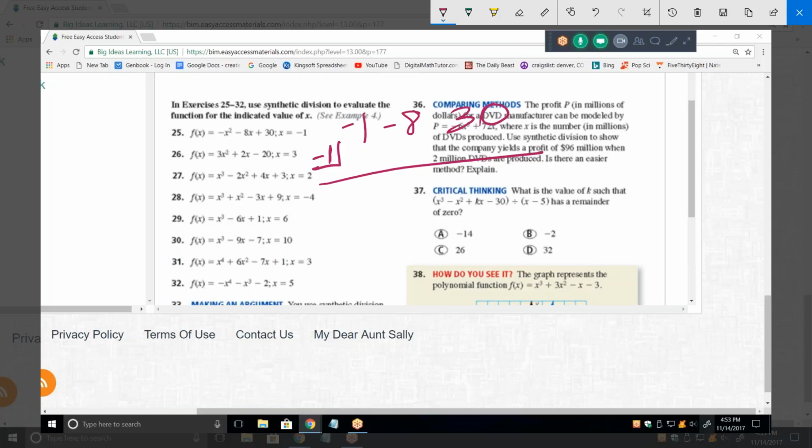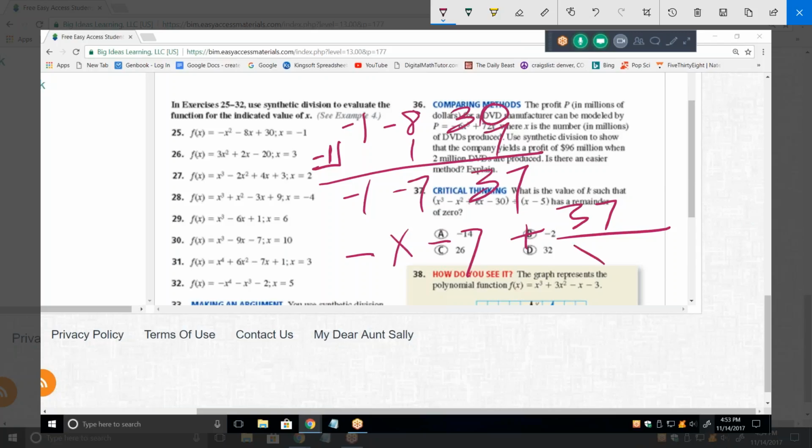So the -1 goes down. -1 times -1 is 1, so that is -7. Then -7 times -1 is 7, and so that's 37. So -x minus 7 plus 37 over x equals -1. I don't know.